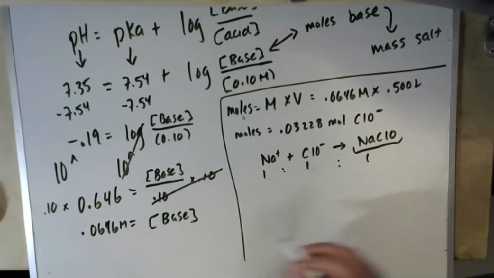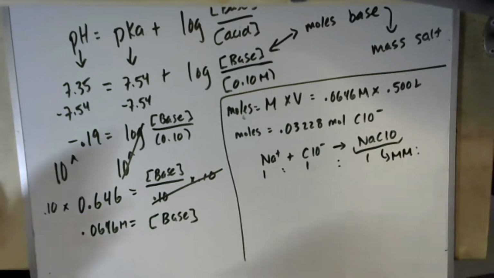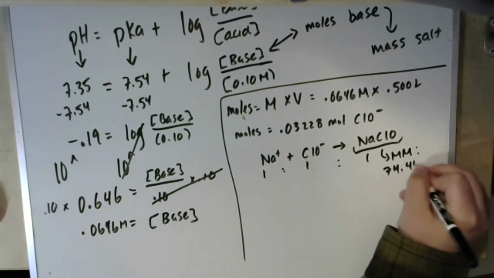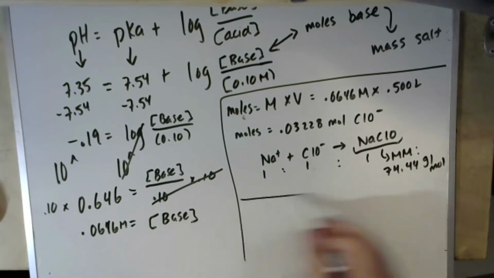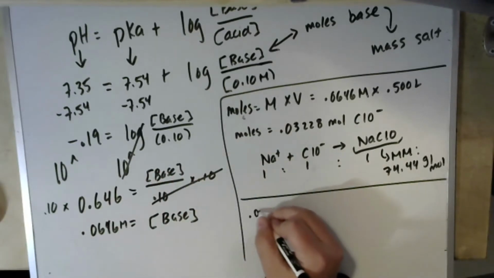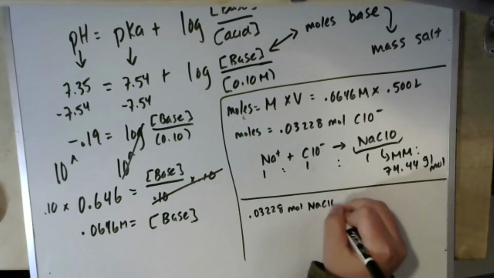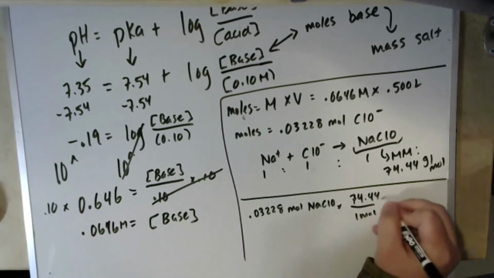Okay. So if we look up the molar mass of this, let's do that real quick. It's 74.44 grams per mole. Now we can figure out the mass of the sodium hypochlorite that we would need to create the buffer with the pH that we're looking for. Okay, so we have 0.03228 moles. In 1 mole, there are 74.44 grams.